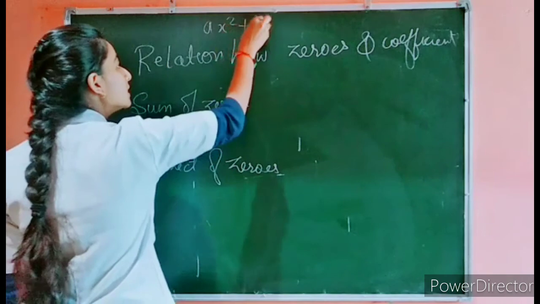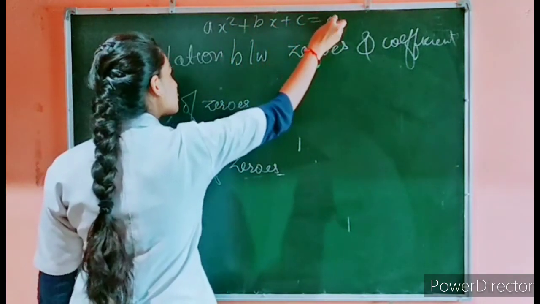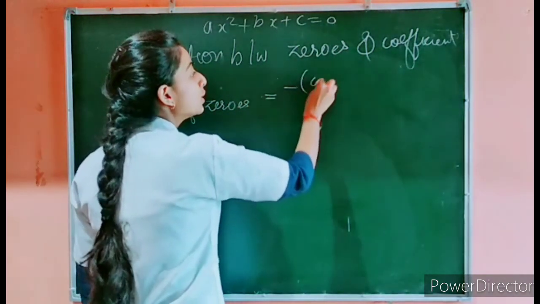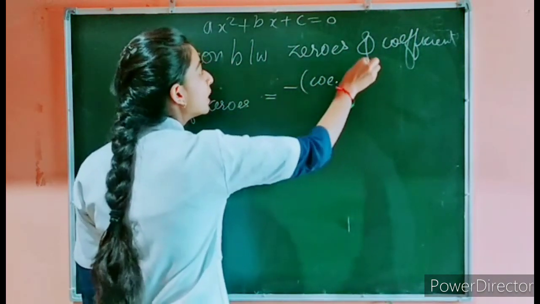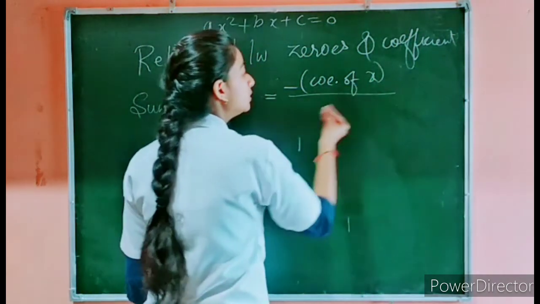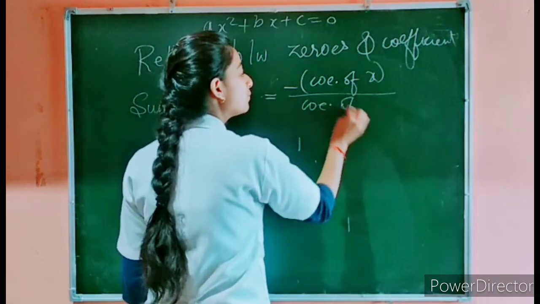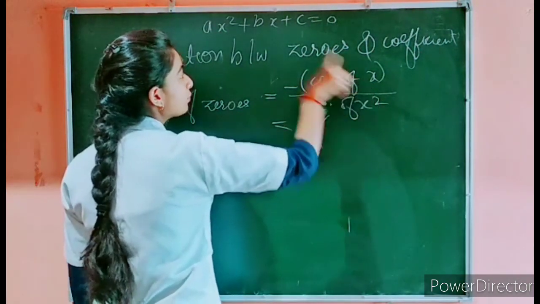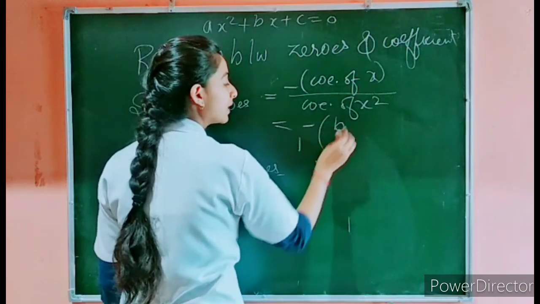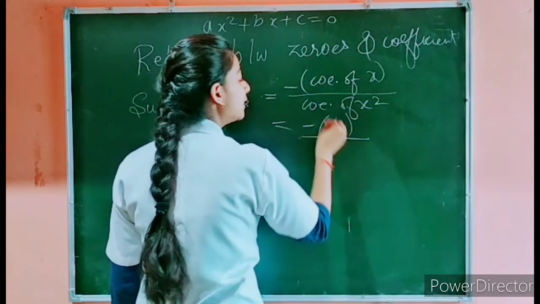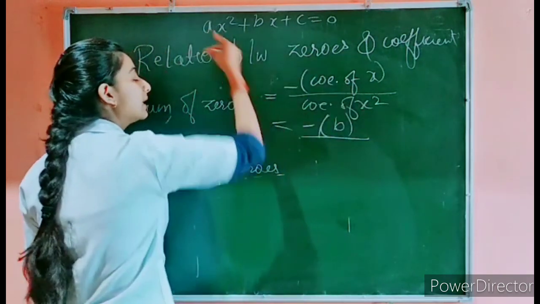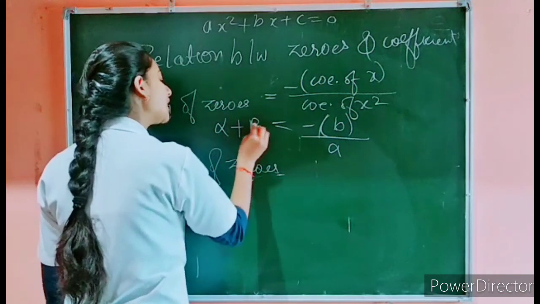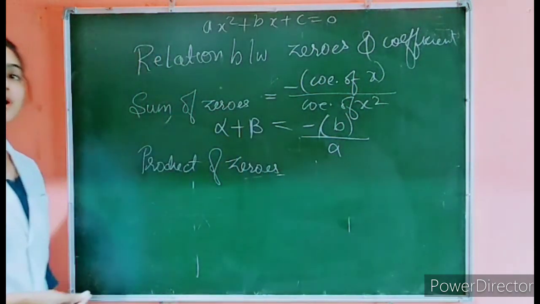Take ax square plus bx plus c equal to 0. The sum of zeros is equal to minus the coefficient of x upon the coefficient of x square. Minus the coefficient of x will be b, and the coefficient of x square is a. So alpha plus beta is equal to minus b upon a.